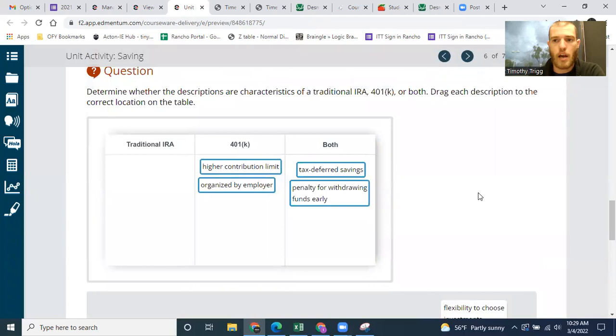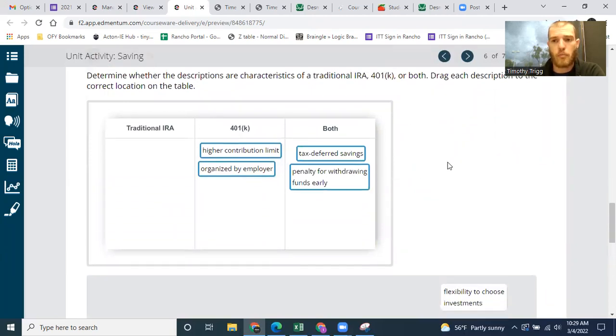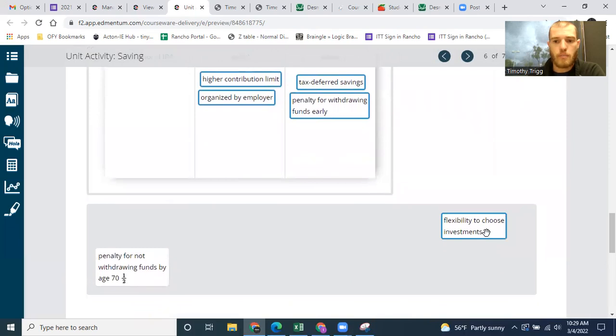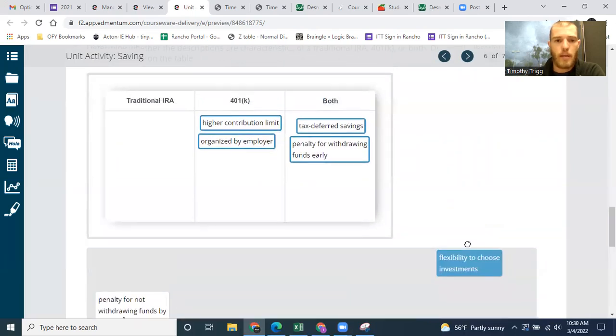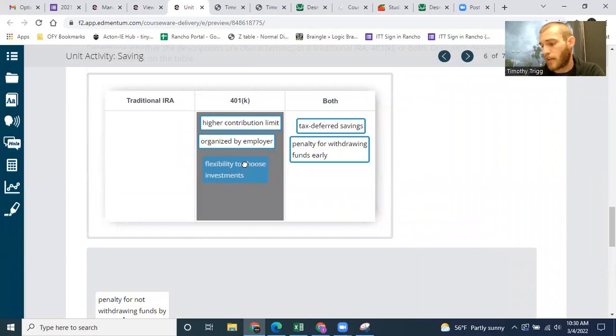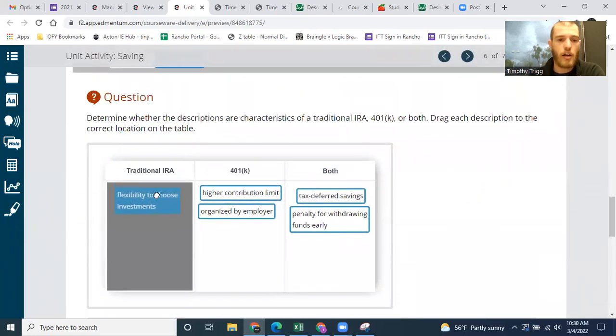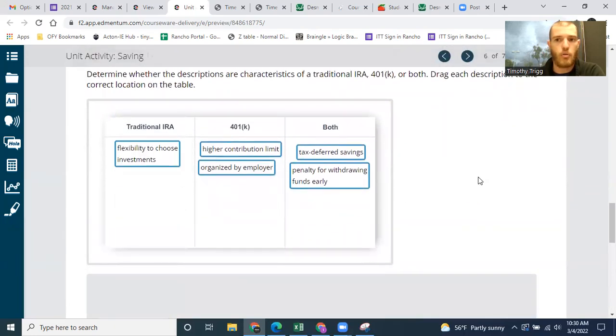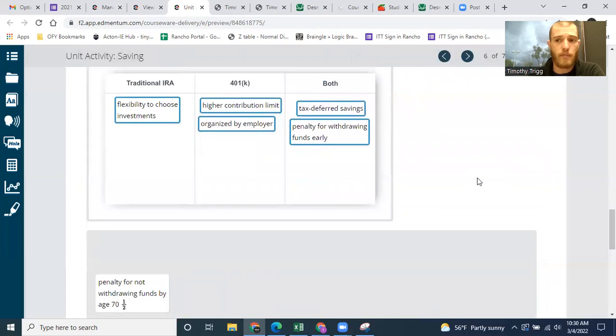For any traditional retirement plan, there's penalties for withdrawing early. Flexibility in choosing investments: if you're doing it through your employer, you don't have that flexibility. With a traditional IRA, one that you set up yourself, then you do have that flexibility. You get to choose whatever investments you want to put your money into. But you should probably put it into generally safe investments.